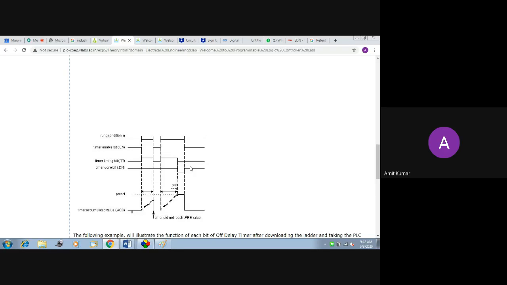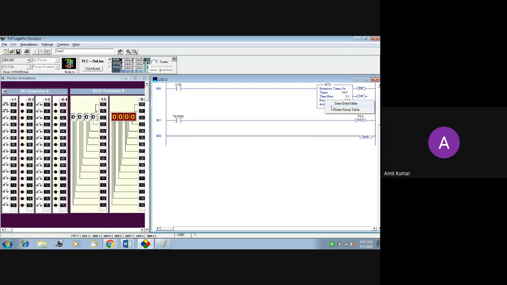So the operation is almost reversed as compared to the T on timer. In the T on timer, the TT bit will be high when your timer is running, when your timer is incrementing. Whenever the timer is incrementing, the TT bit will be high. Otherwise, it is low. But the done bit will be high, always high. The done bit will go low when it completes the operation. So we will see that thing. First we will replace this timer by T off timer.